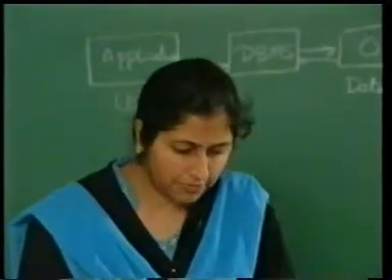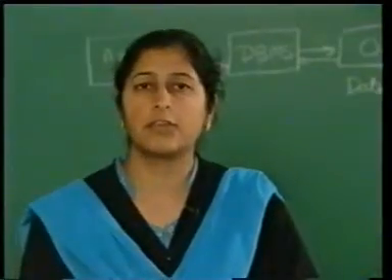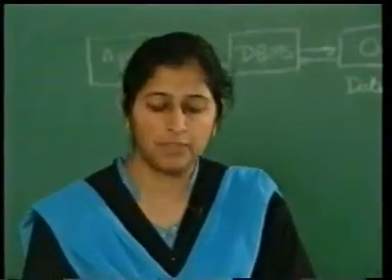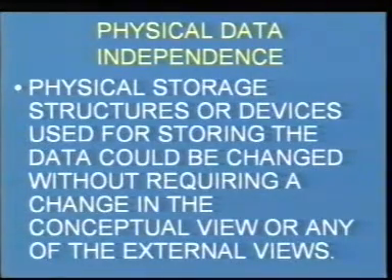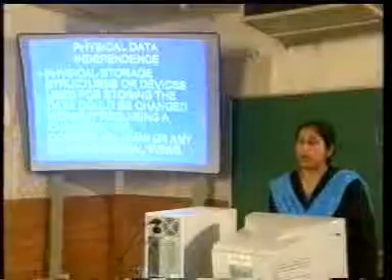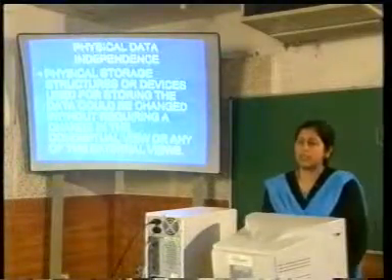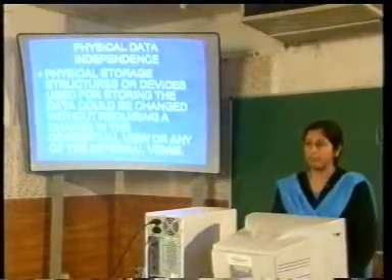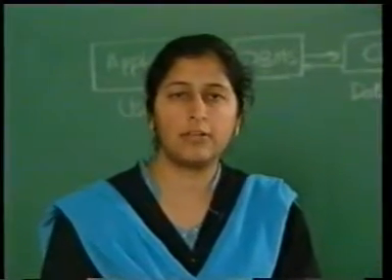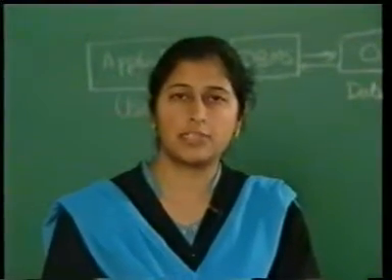The other type of data independence is physical data independence, which implies that physical storage structures or devices used for storing the data could be changed without requiring a change in the conceptual view or any of the external views. For example, let us consider that the employee address at internal level is stored in binary form, whereas at external level this address is seen as a string.